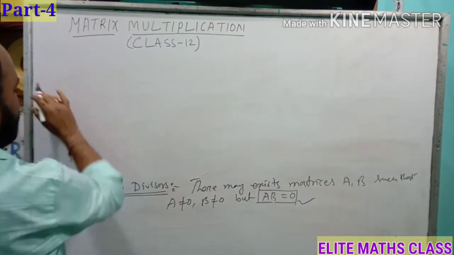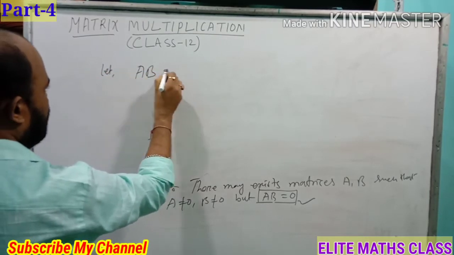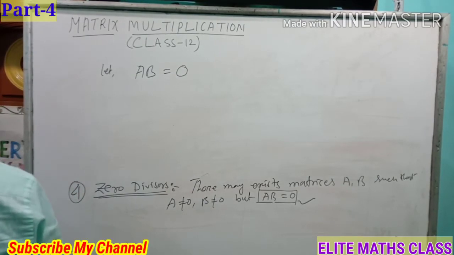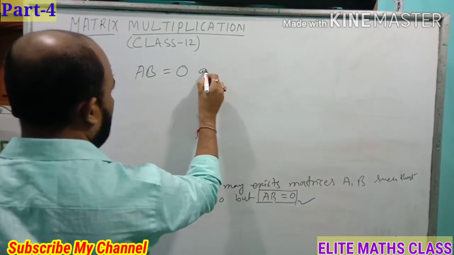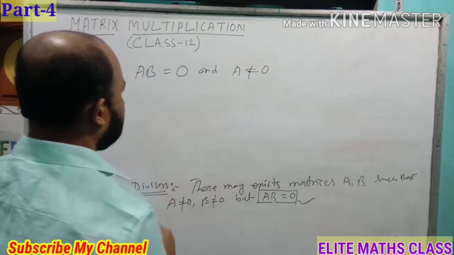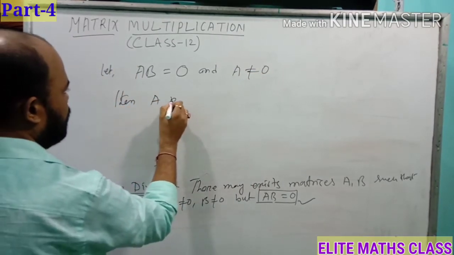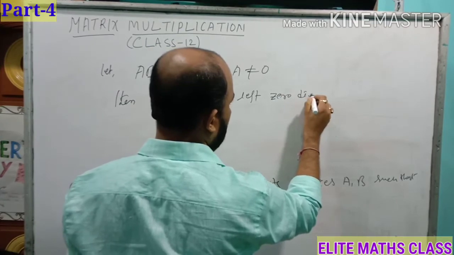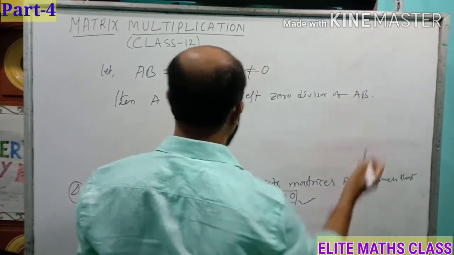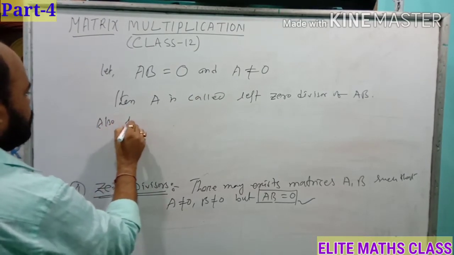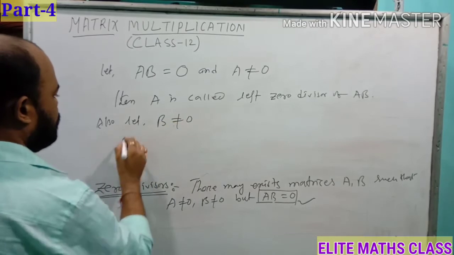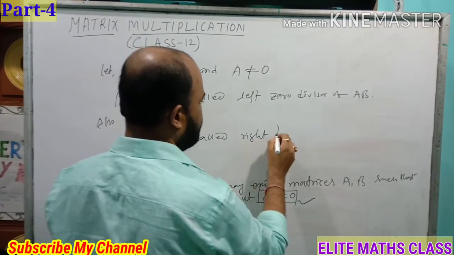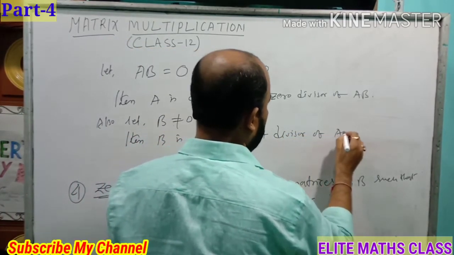Now let us see, let the product AB exist and the value of the product is 0, and A not equal to 0, then A is called left zero divisor of the product AB. Also let B not equal to 0, then B is called right divisor of AB.